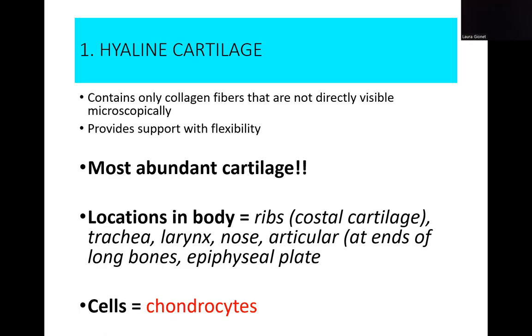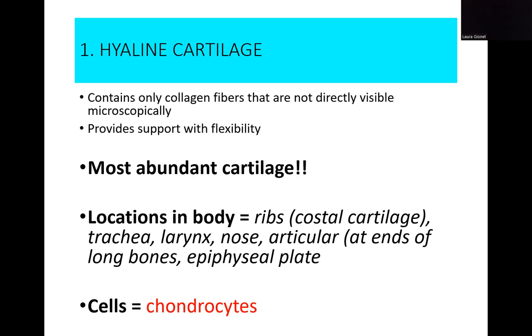Your lab teacher may or may not consider those fibers really part of the hyaline cartilage. I mean, it's there, but because you can't see it when you're looking at slides, sometimes they won't necessarily consider those collagen fibers part of the hyaline cartilage. But you can ask your instructor. Kind of depends on the person. But hyaline cartilage allows a lot of flexibility.